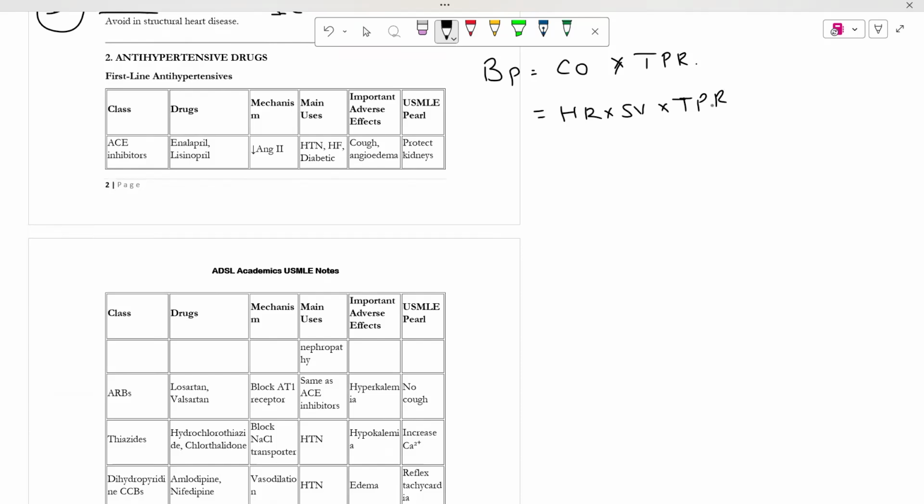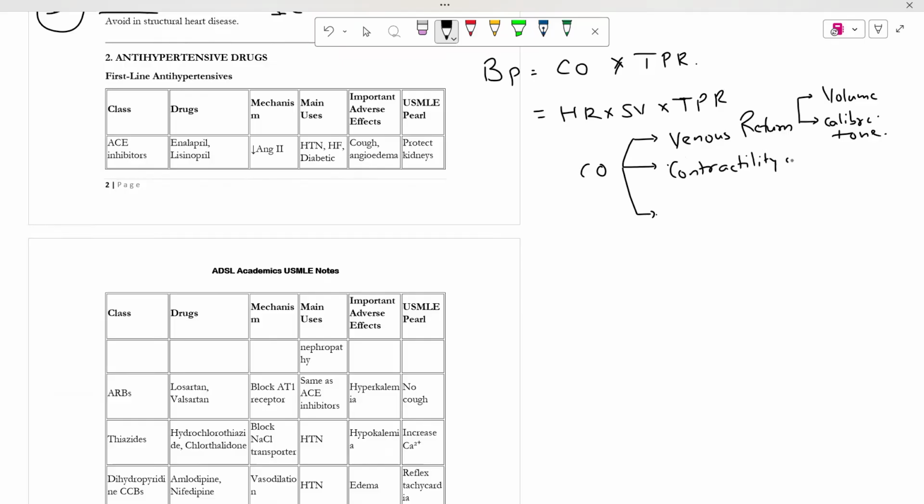Similarly, if you look at cardiac output, it depends upon three things. Number one, venous return. Venous return depends upon the volume in the veins and the caliber of the veins, or the diameter of the veins, or the tone of the veins, whatever you can call it. Then it depends upon the contractility of the heart muscle, and of course it depends upon the afterload. And TPR and afterload are one and the same.